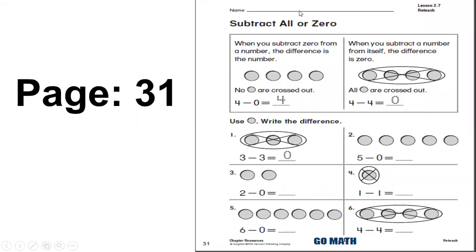Write the date here. This is the classwork page. So it will be CW 4 11 2020.